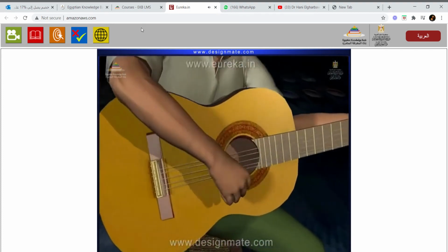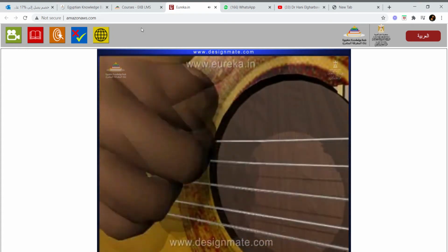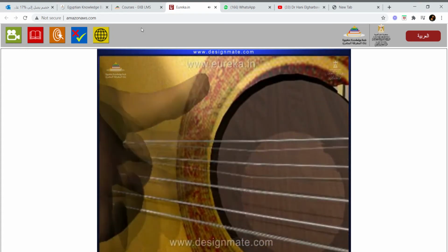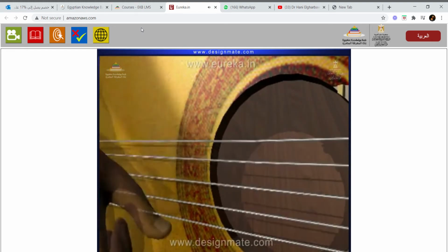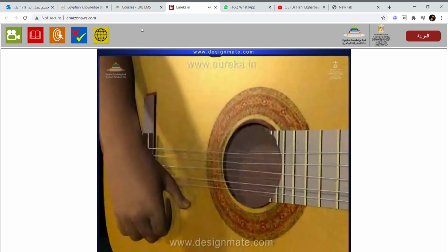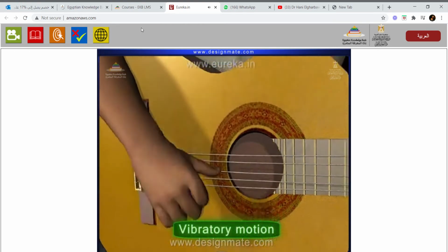Have you observed the movement of a string in a guitar? When you pluck the string of a guitar, it experiences a back and forth periodic motion with very high speed. This type of periodic motion is called vibratory motion.